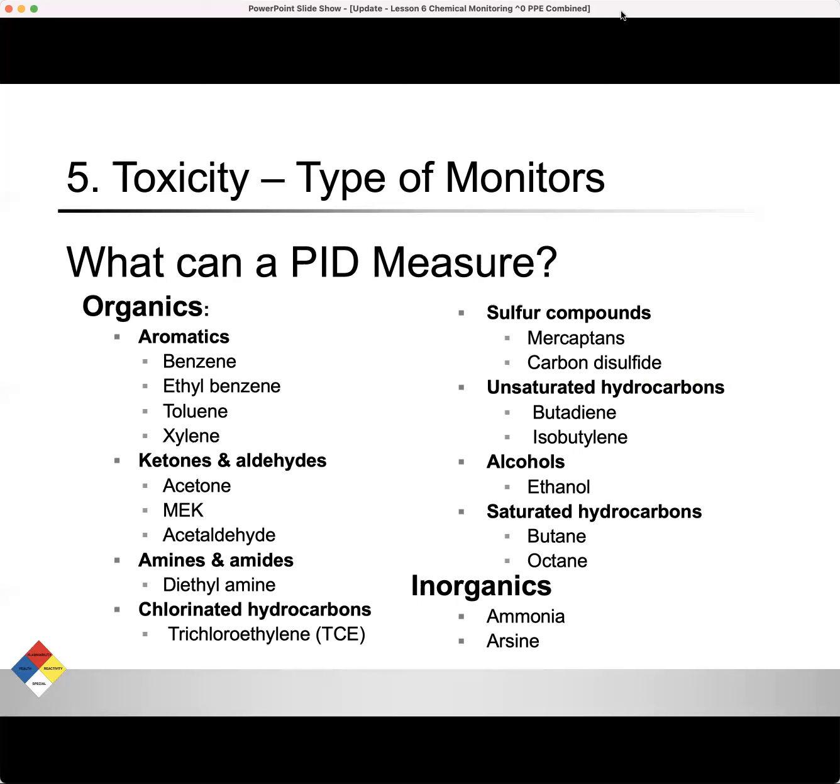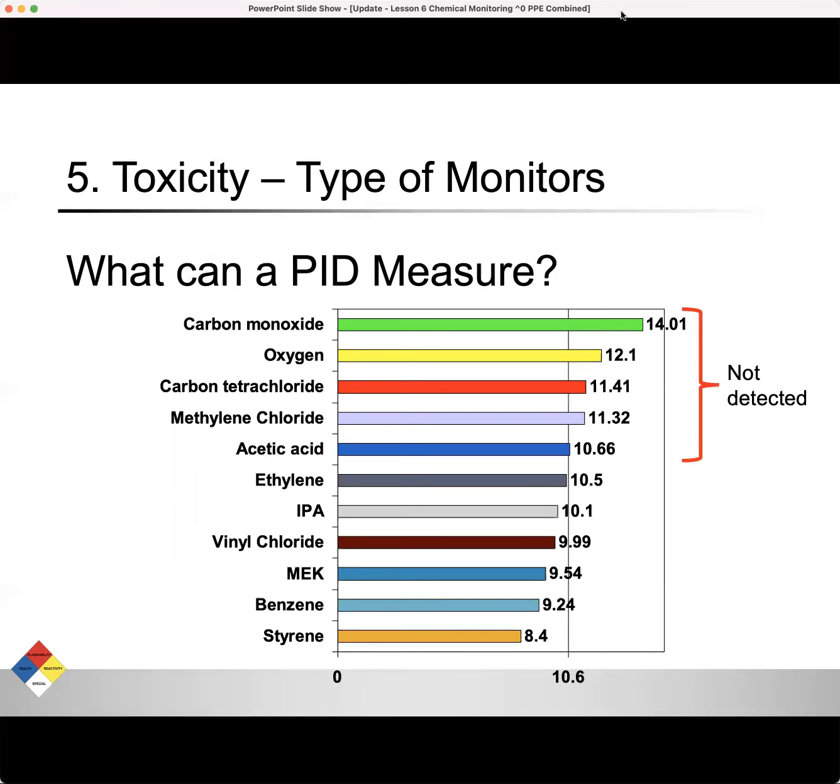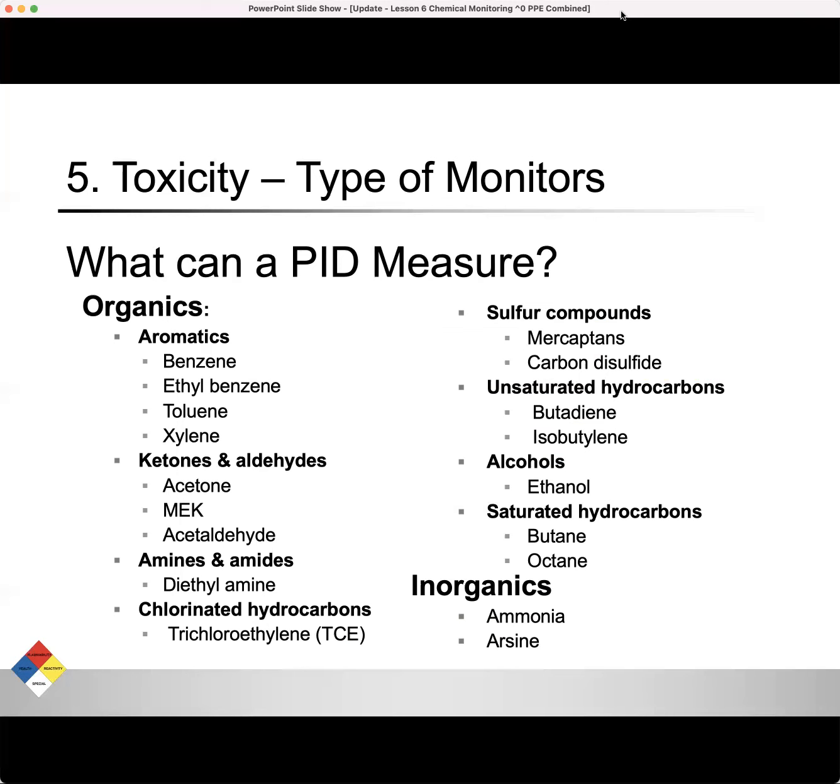Hold on, let's go back for a second. Notice it says mercaptans. It's not on there. I was hoping that methane would be on there. Mercaptans, carbon disulfide, but not carbon monoxide. Unsaturated hydrocarbons, butadiene, isobutylene. Most PIDs are calibrated to isobutylene. Alcohols such as ethanol can be measured, saturated hydrocarbons, butane and octane, and then some inorganics such as ammonia and arsine.